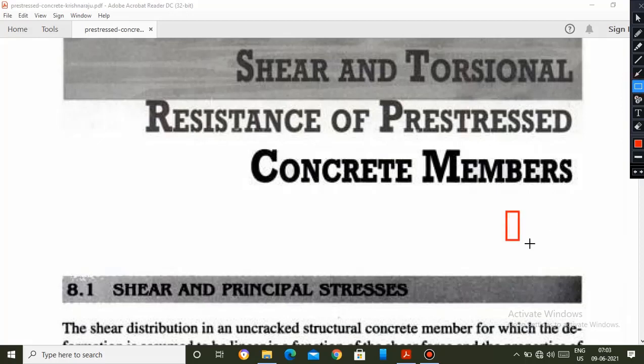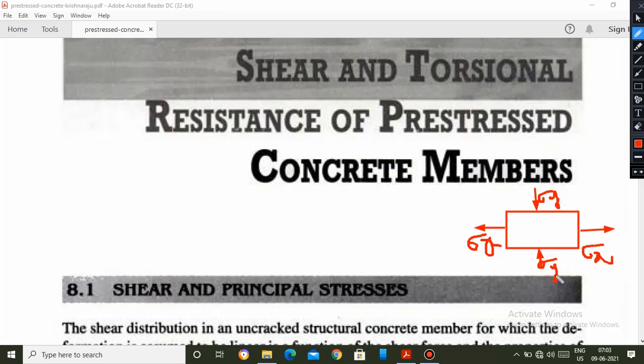Suppose you take any normal rectangular beam. If we apply the load, there will be direct stresses. These direct stresses are nothing but the normal stresses, acting along the x direction. Again, we also consider the normal stress acting along the y direction. That means we can write sigma x as the normal force along the x direction, and the normal force acting along the y axis we can take as sigma y.